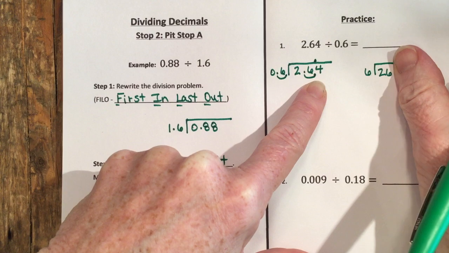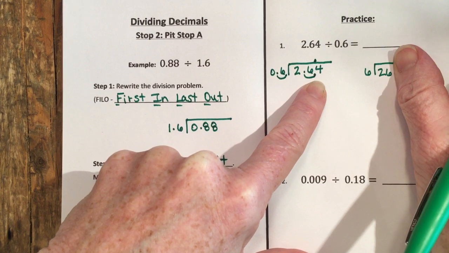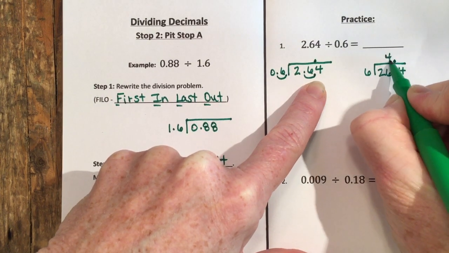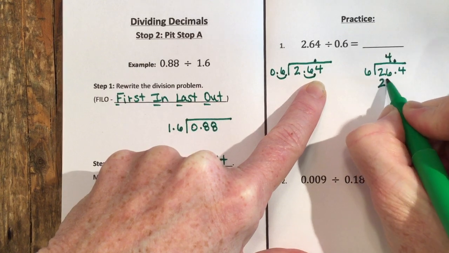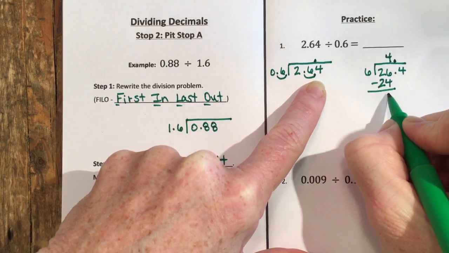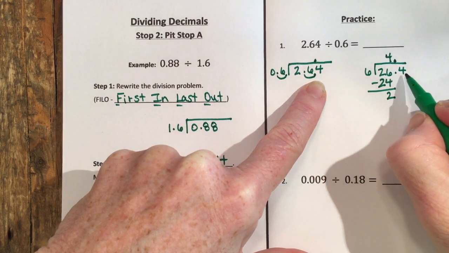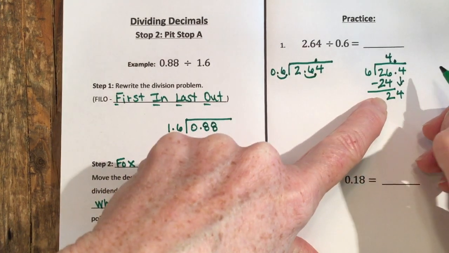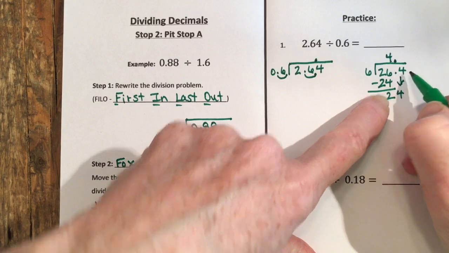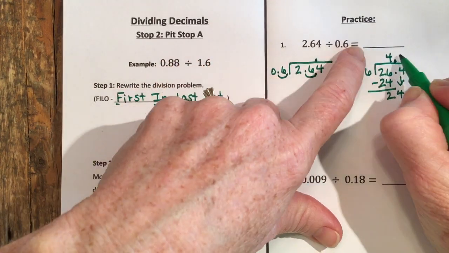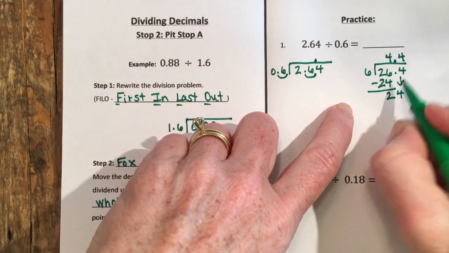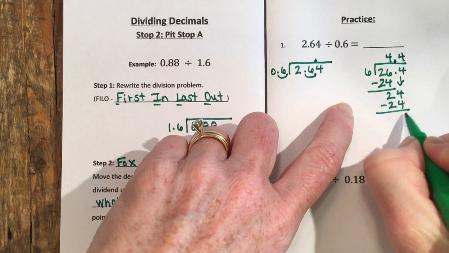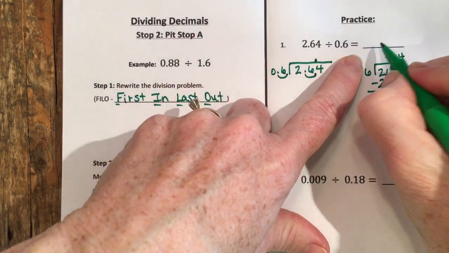So 6 will go into 26 4 times. So since I'm using the number 26 and not the number 2, I'm going to write the 4 above the 6. 4 times 6 is 24, and subtract. And I get 2. All right, I have another number to bring down, so I'm going to bring down the 4. 6 will go into 24 4 times. I'm going to write the 4 above the last number I dropped, which was the 4. 4 times 6 is 24. I get 0. My final answer, 4.4.